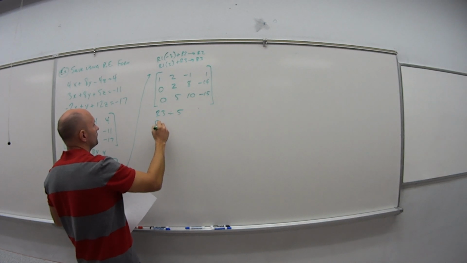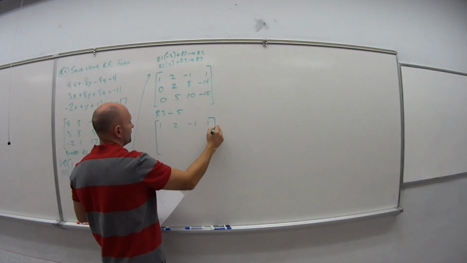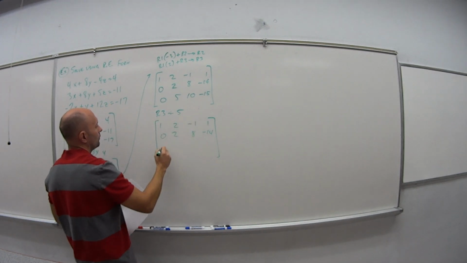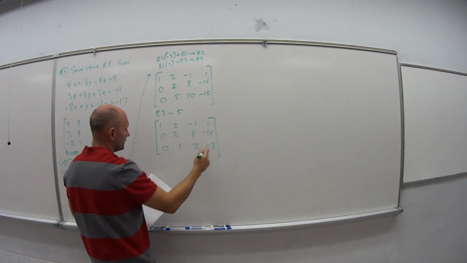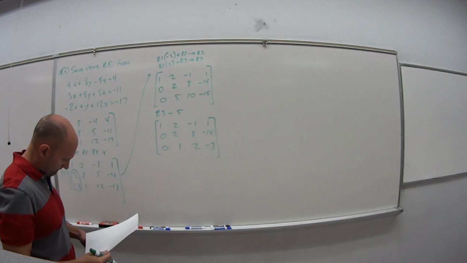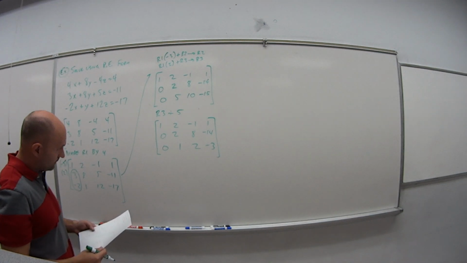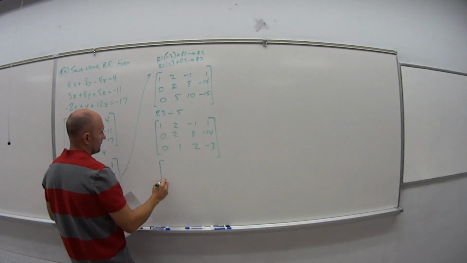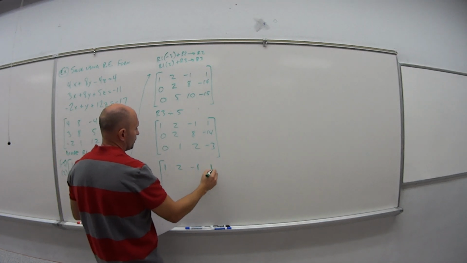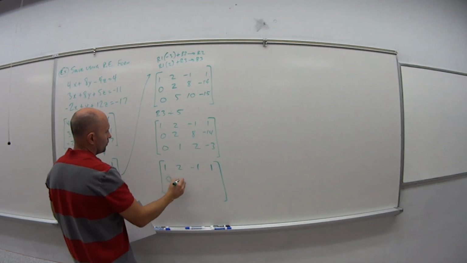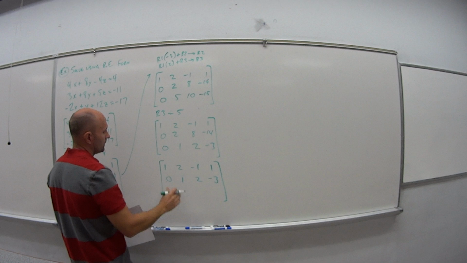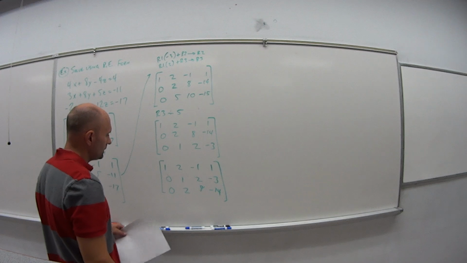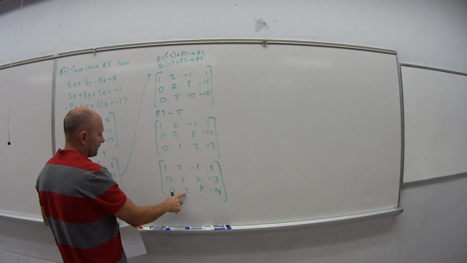So I'll do it. So 1, 2, negative 1, 1. Leave row 2 alone. 2, 8, negative 14. Divide row 3, so 0, 1, 2, negative 3. Yep, that's fine. So if I switch these two rows now, I get 1, 2, negative 1, 1, 0, 1, 2, negative 3, and 0, 2, 8, negative 14. So the last thing I need to do, get a 0 down here.